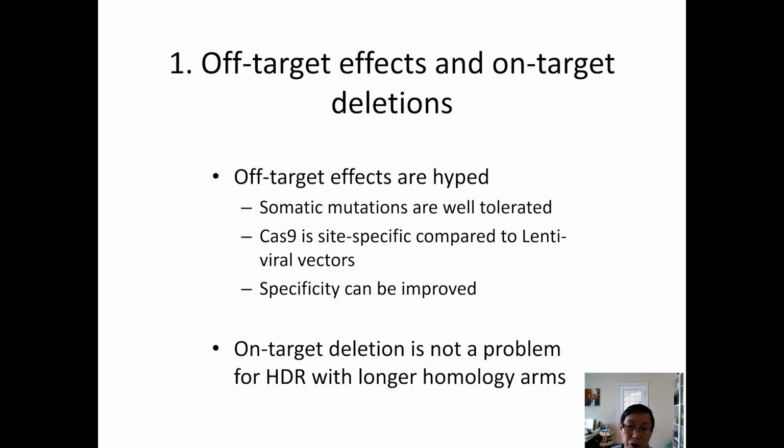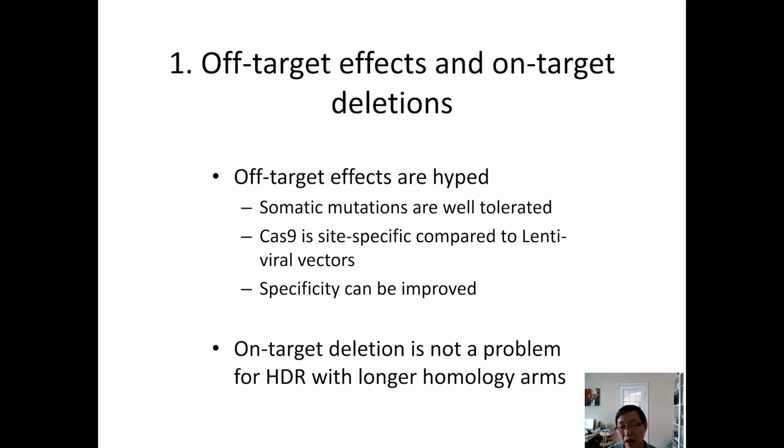When we talk about using the CRISPR-Cas9 system for gene therapy, a lot of people worry about off-target effects. I think the whole issue is hyped because somatic mutations are well tolerated. Not every single insertion could cause a mutation or trouble. Also, Cas9 is site-specific compared to lentiviral vectors, and the whole system can be further improved. So I don't think the off-target effect is a major issue we should deal with.